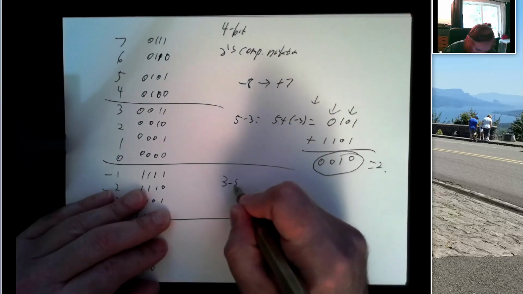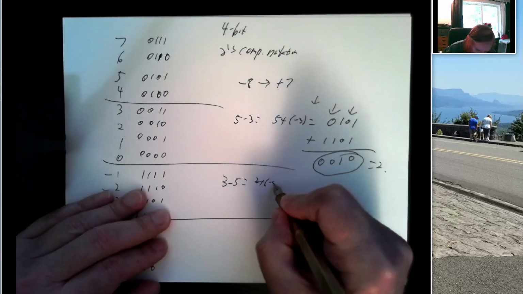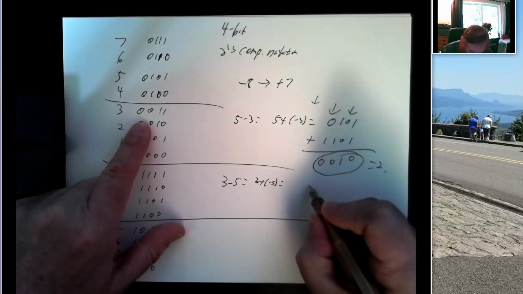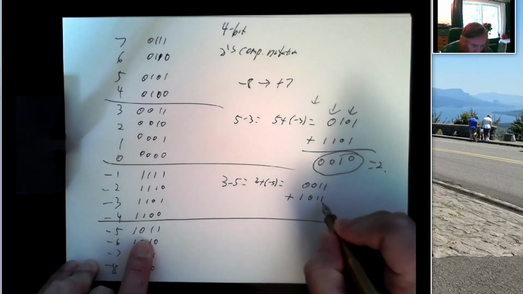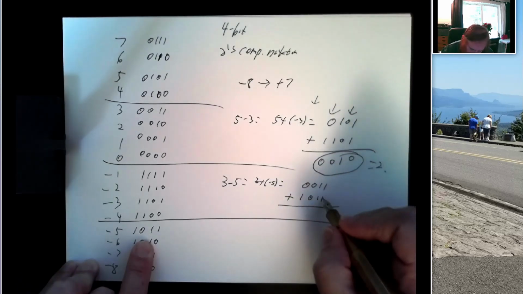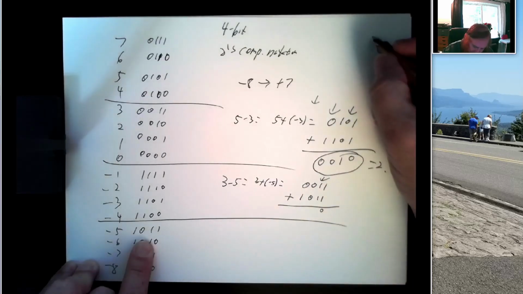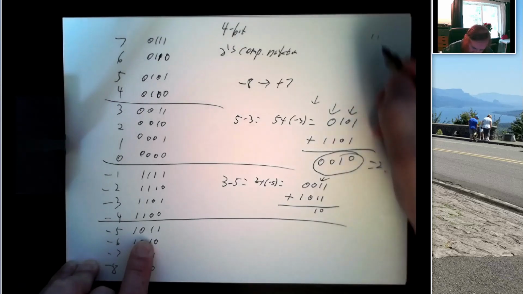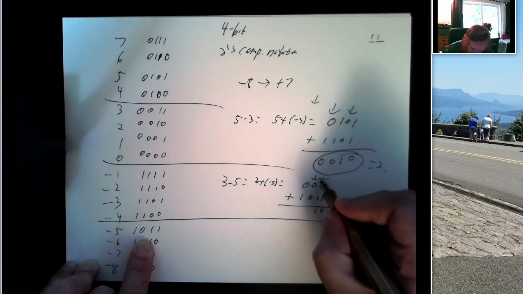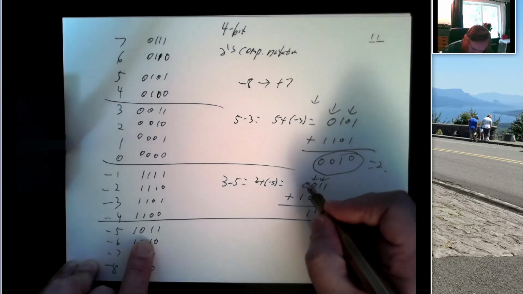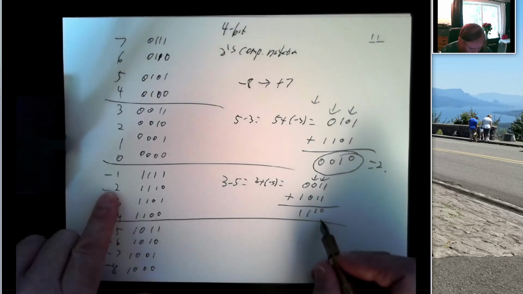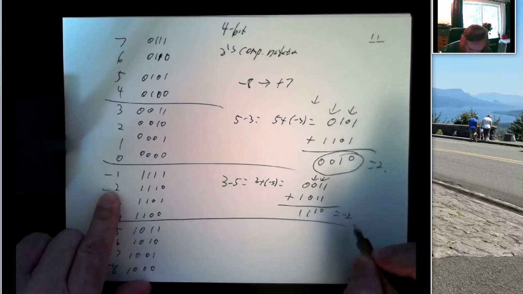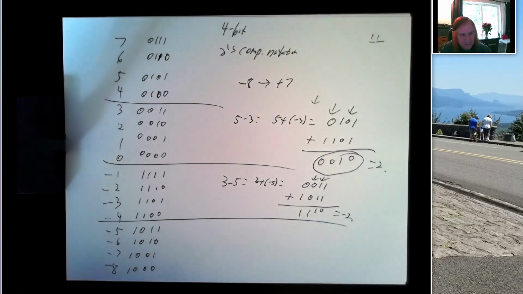If I do 3 minus 5, that's 3 plus -5. Well, our number 3 is 0, 0, 1, 1. Our number -5 is 1, 0, 1, 1. And when I add those, 1 and 1 is 0 with a carry. 1 and 1 and 1, that's the number 3, which is 1, 1. So I write down that 1, and this becomes a carry. 1, 0, 0 is 1. No carry in here. This gives us a 1. Our answer is 1, 1, 1, 0. And 1, 1, 1, 0 is -2. So 3 minus 5 is -2.